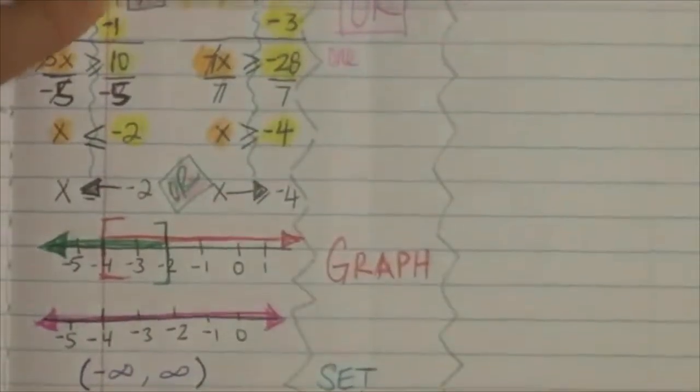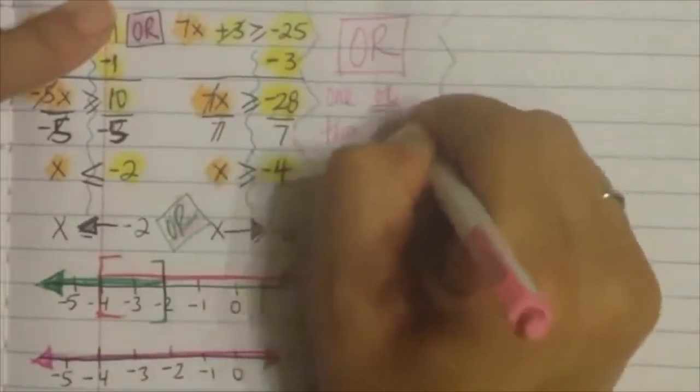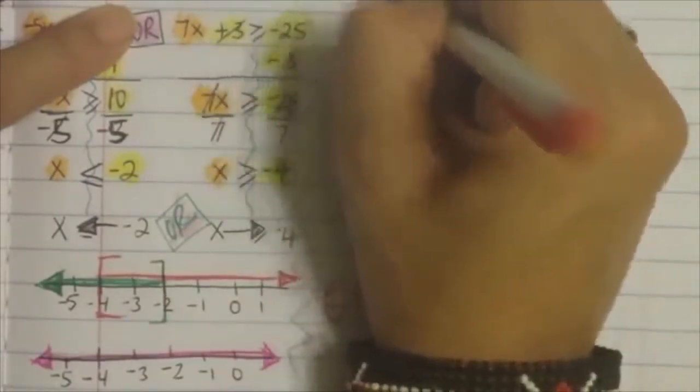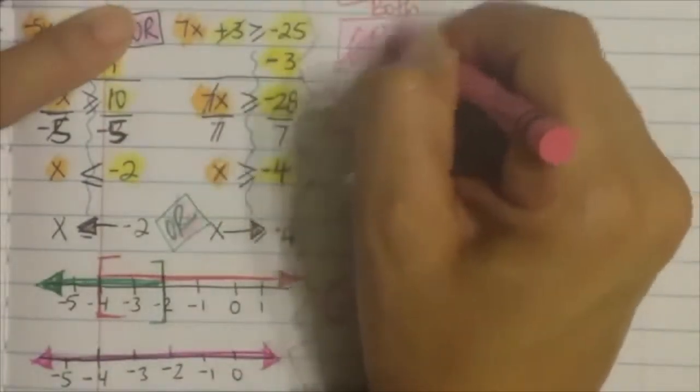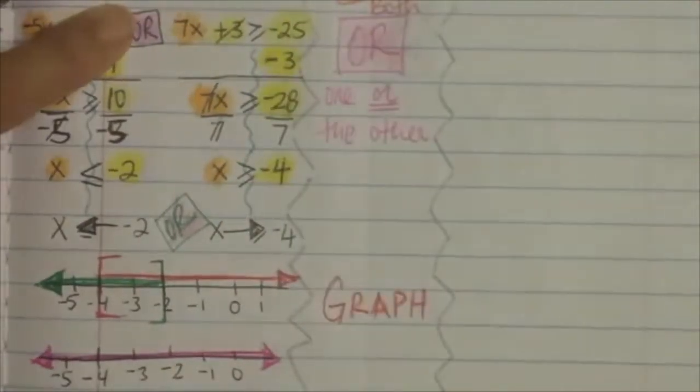All right. When it says or, it's one or the other. When it says and, it's both.